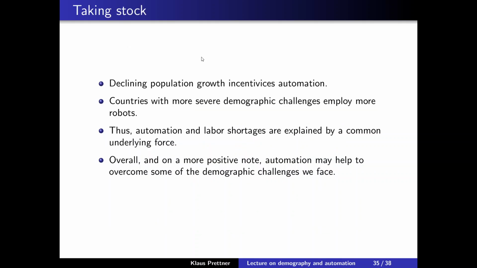So we can summarize the results of this paper: declining population growth indeed incentivizes automation. So countries that face more severe demographic challenges seem to employ more industrial robots. And that in turn implies that one of the challenges, automation and digitalization, because it can lead to higher inequality and so on, could, however, be a solution to the other challenge, demographic change.